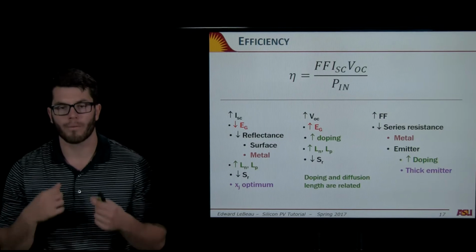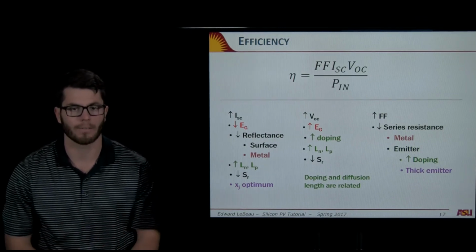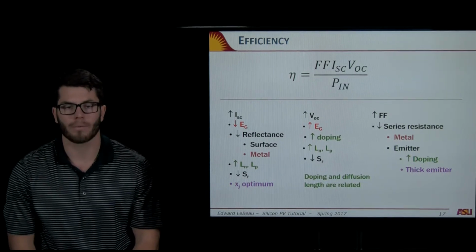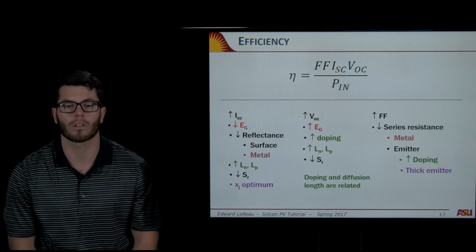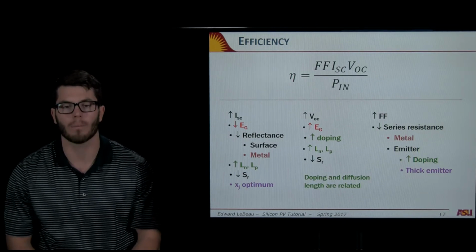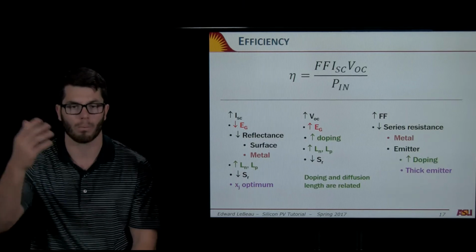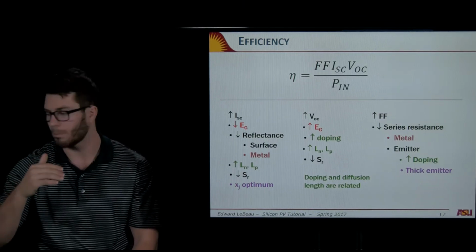But before we finish things, let's do a quick little bit on efficiency. Remember, it is important to have a high efficiency. So this is the basic efficiency equation. FF is your fill factor, ISC is your short circuit current, VOC is your open circuit voltage, PIN is your input power. Remember, it's the ratio of your output power, which is FF, ISC, VOC, over your input power, PIN.